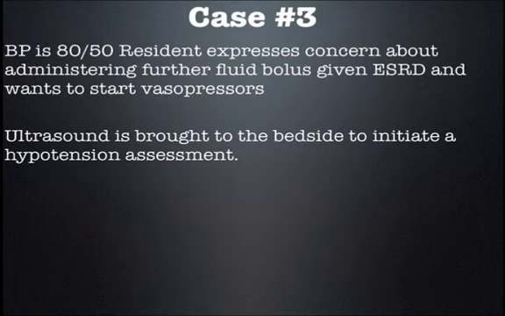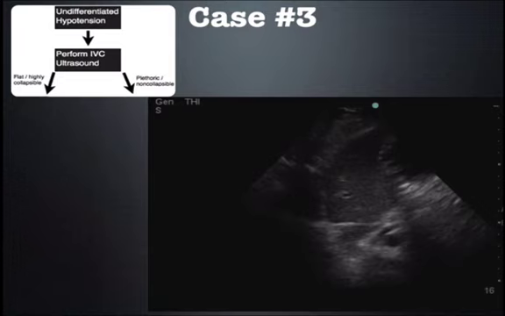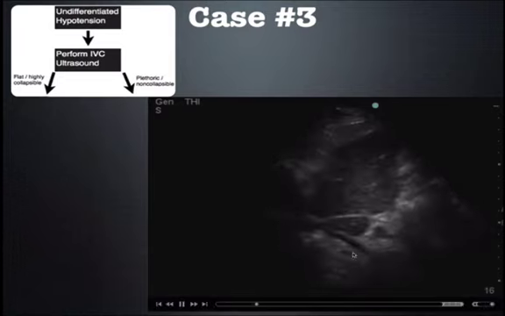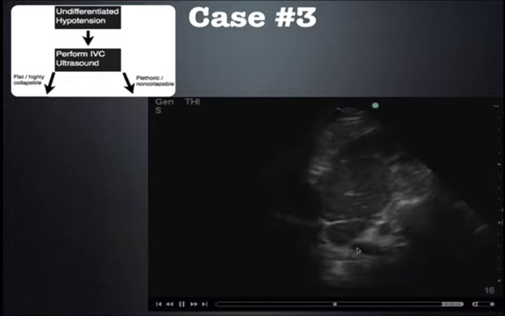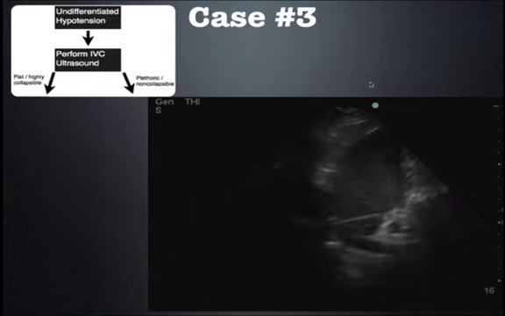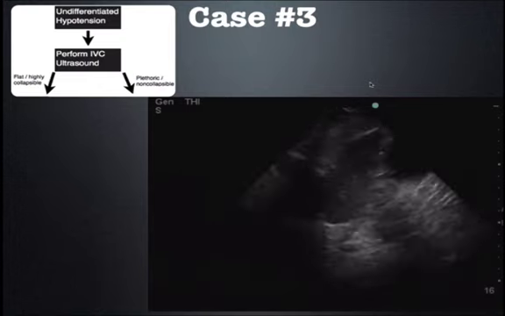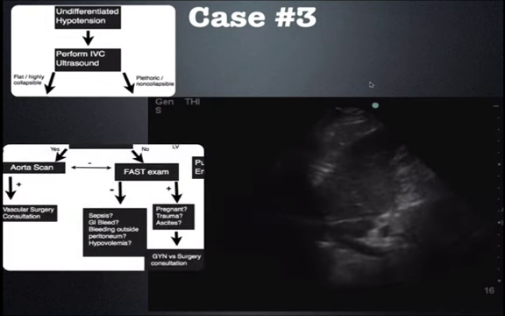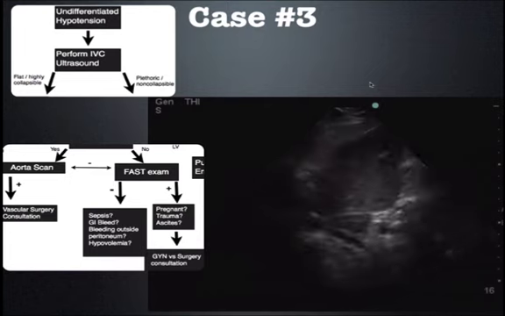Instead, we went ahead and brought ultrasound just to do a quick hypotension assessment, starting with our ultrasound of the IVC. This is what we saw. Here's our IVC here. You can see that it is thin and 100% collapsible with inhalation. This is interpreted overall as a low volume state. We did proceed with an aorta scan as well as a FAST exam, both of which were negative.